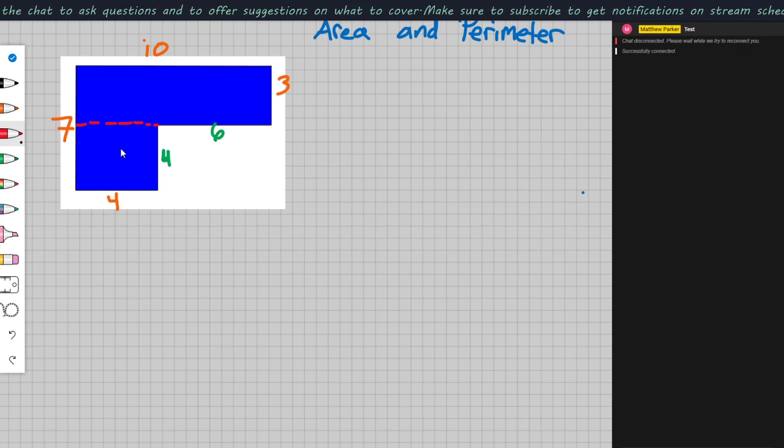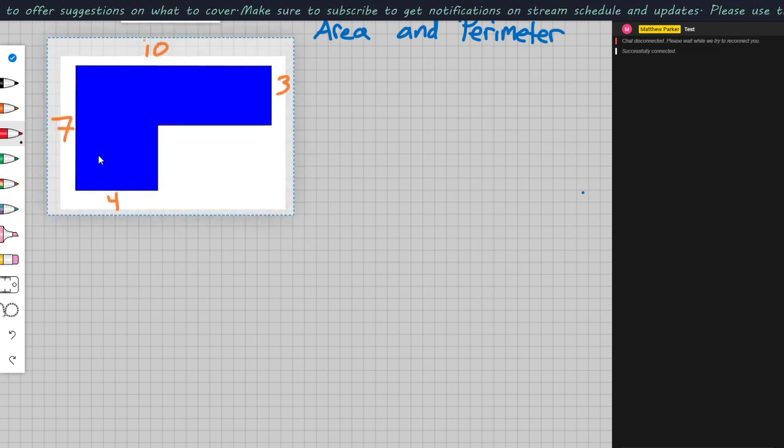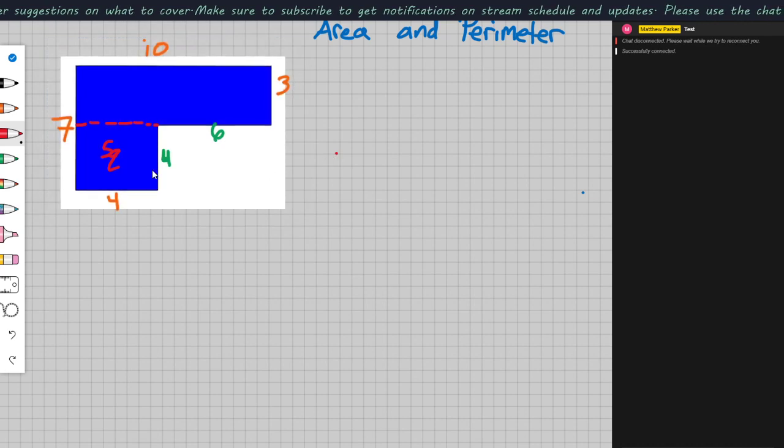So I have a square. It's an SQ, not a 5. That's an SQ. SQ is for square, and then we have a rectangle, so I'm going to make that R.